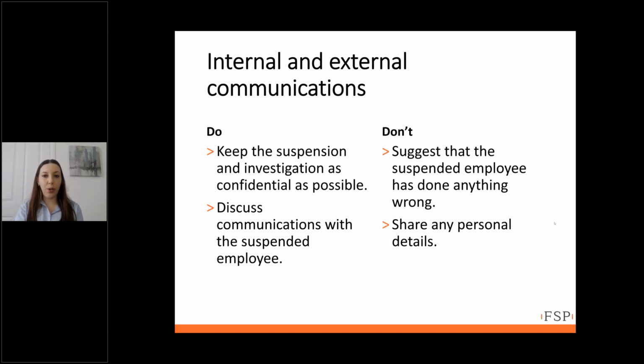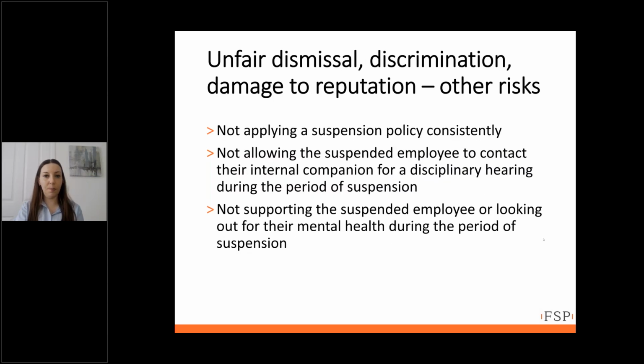And so now we'll move on to the next slide and our last main topic for today. You'll see on the top of this slide some other claims that employers really need to be mindful of when suspending an employee. Unfair dismissal, not constructive unfair dismissal, but normal unfair dismissal, discrimination and damage to reputation as well.